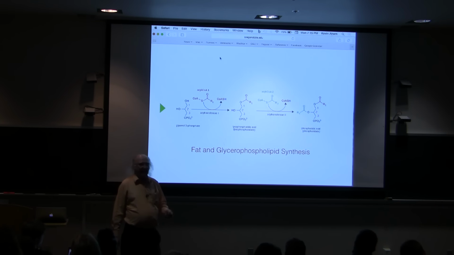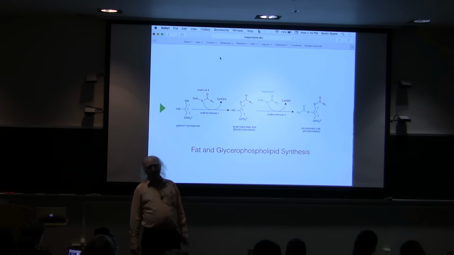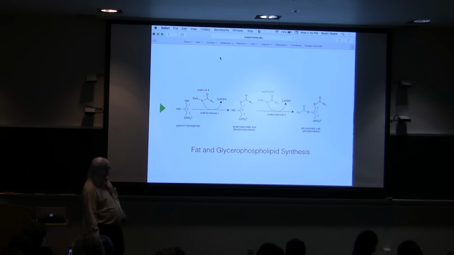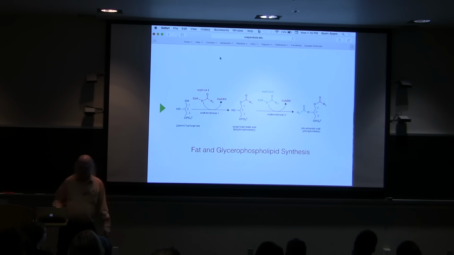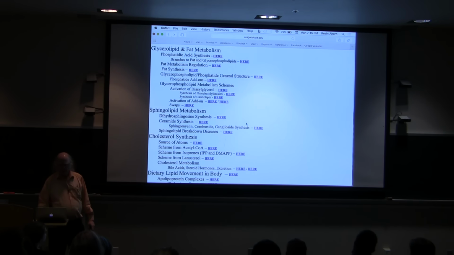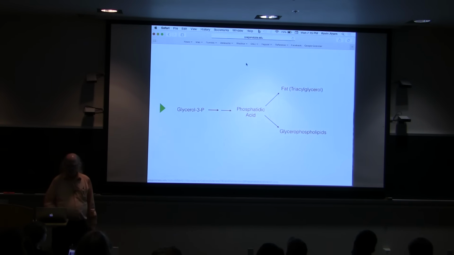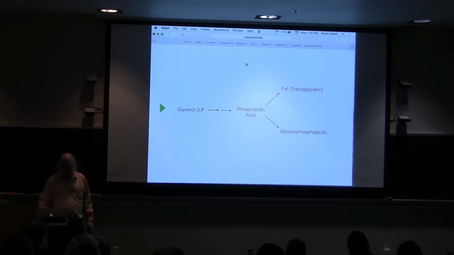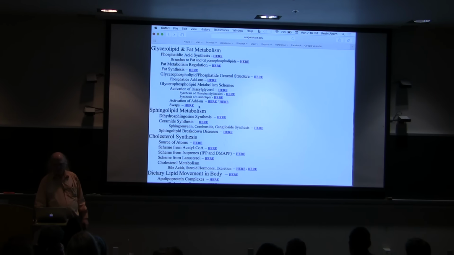So, synthesis of phosphatidic acid. This guy is a branch point, the synthesis of fats and glycerol phospholipids. Very simple synthesis. We start with glycerol 3-phosphate. We put 2 fatty acids on it. We got phosphatidic acid. If we take phosphatidic acid, we can go to make fat with it. Very simple reaction. Or we can go down here to make glycerol phospholipids. Another simple reaction.